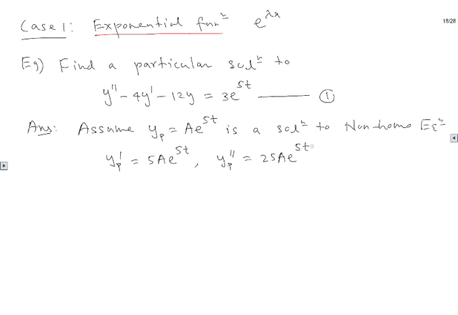Now what we can do is substitute this into 1. Once we substitute into 1, what are we going to get? y double prime is 25a e to the 5t, minus 4 times the derivative, which is 5a e to the 5t, minus 12a times e to the 5t.